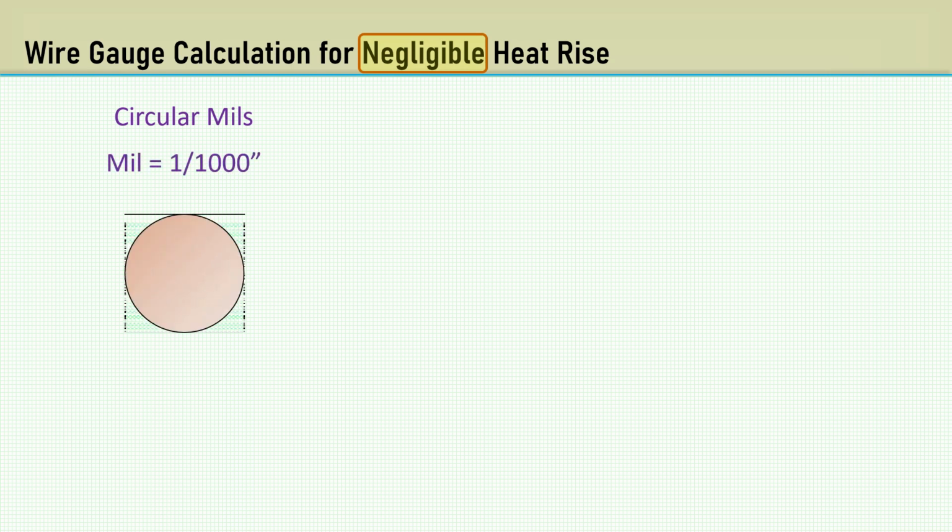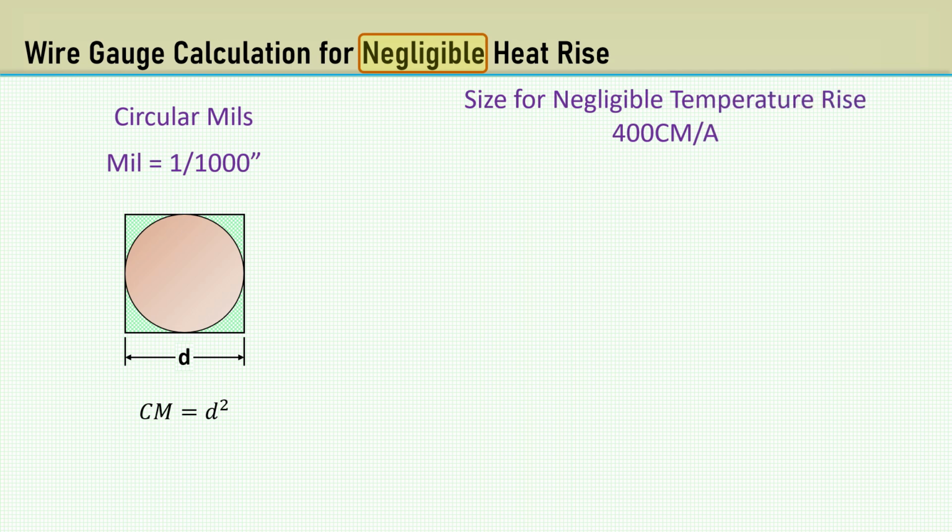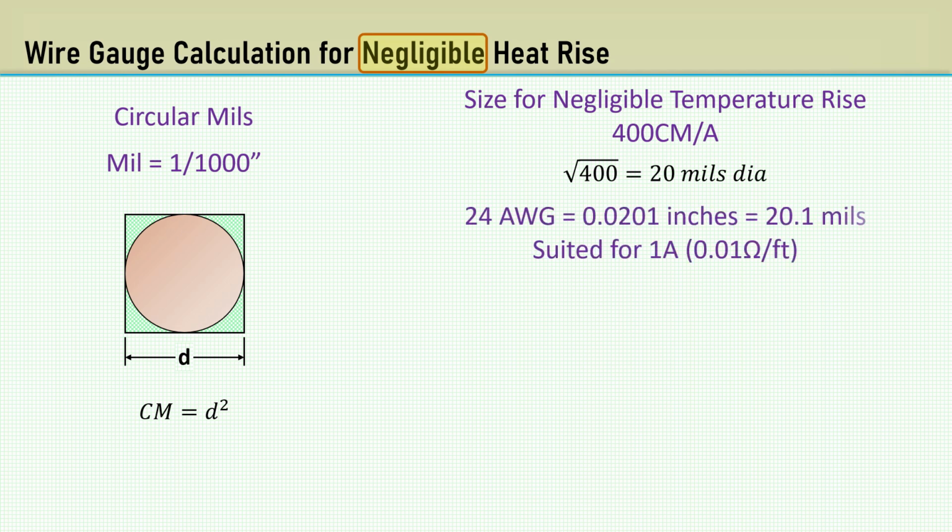Let's consider a wire with the diameter D. The diameter in circular mils is D squared. A well-used guideline for wire having negligible heat rise is 400 circular mils per ampere. For example, the square root of 400 is 20 mils. 24-gauge wire happens to be 0.0201 inches, or 20.1 mils, which is suitable for 1 amp of current.